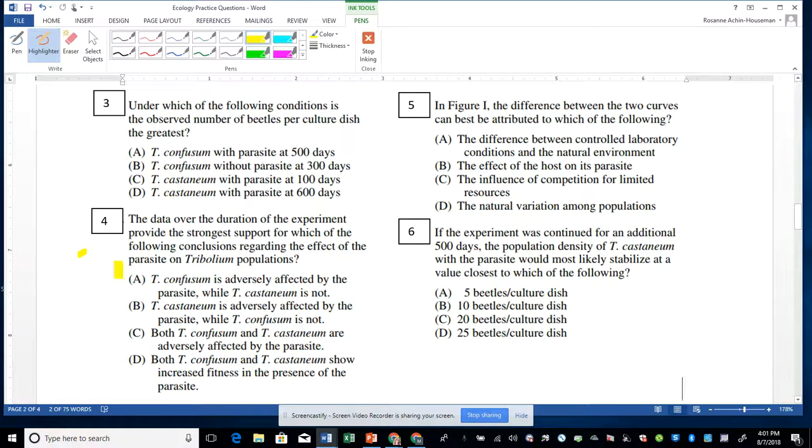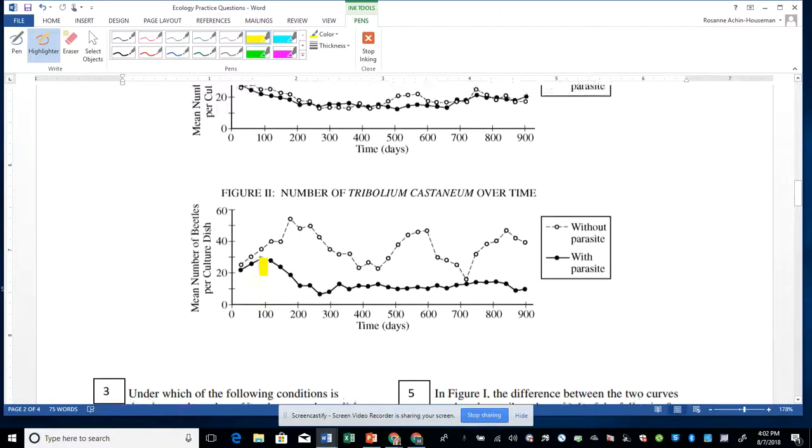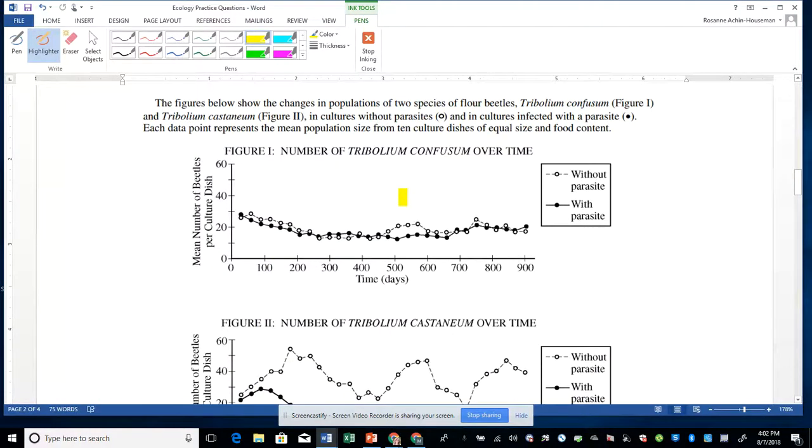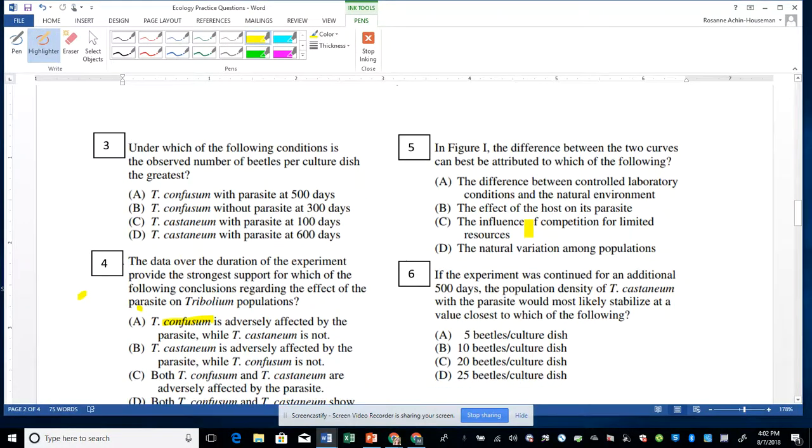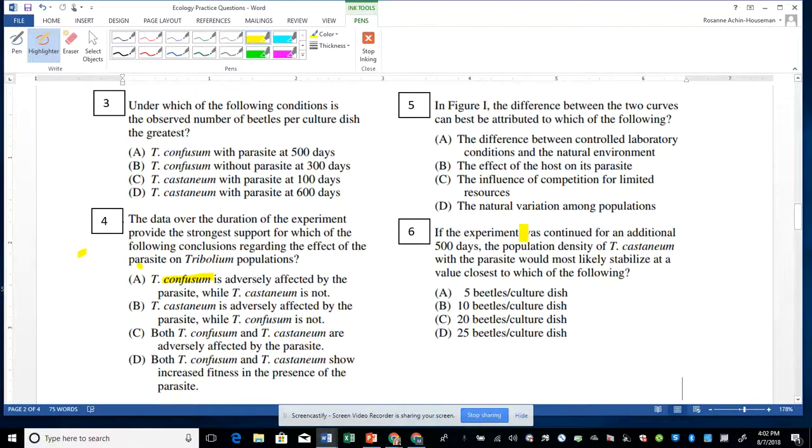Okay, cool. So the data over the duration of the experiment provide the strongest support for which of the following conclusions regarding the effect of the parasite on tribolium populations. So this one is saying that confusum is adversely affected. So let's go up and look. If you look at confusum, the difference between the parasite and not the parasite is pretty much the same thing. So I'm going to cross that one out. That would be backwards.